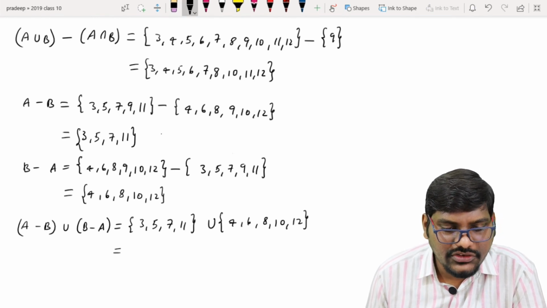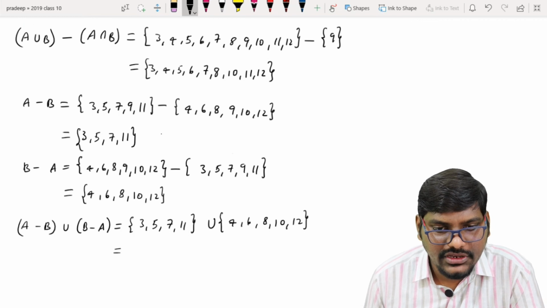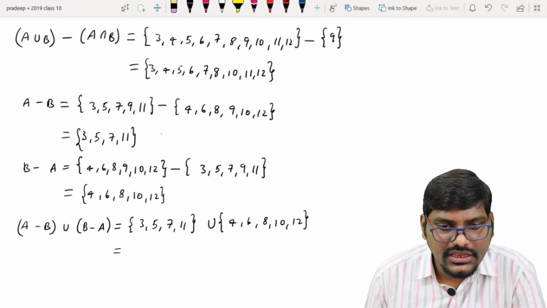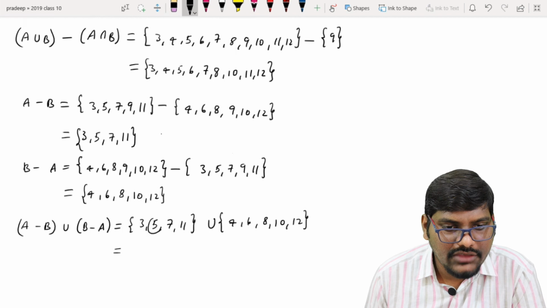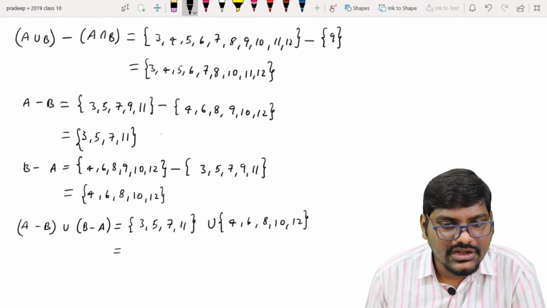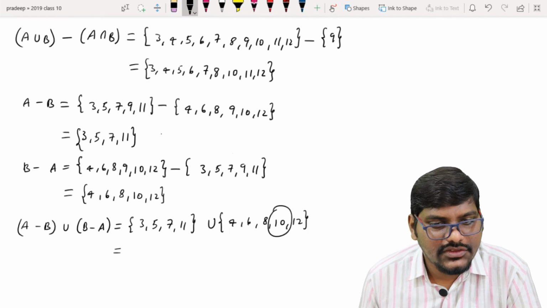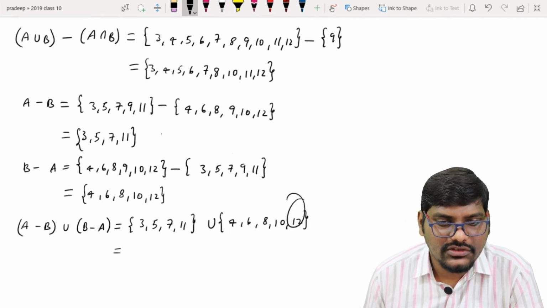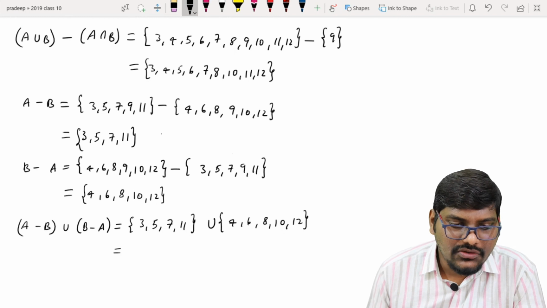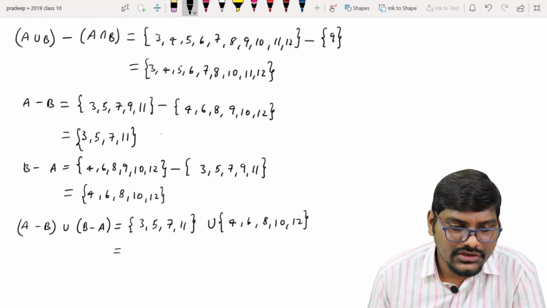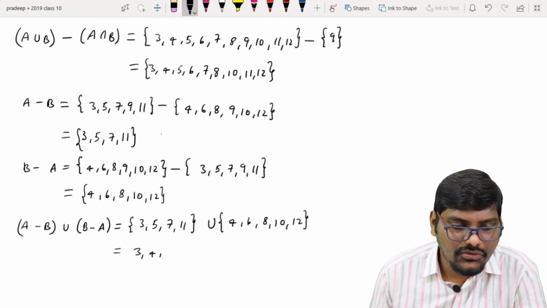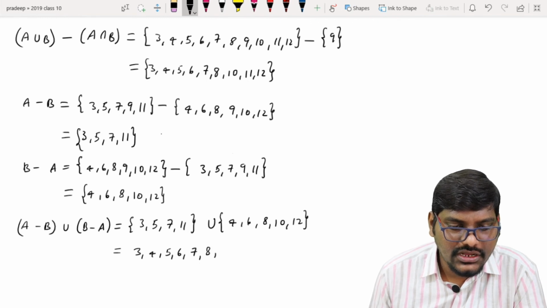So for the union, we have to write all the common elements here. So I can write 3, 4 is there, then 5 is there, even 6 is there, 7 is there, 8 is there, but 9 is missing. Then 10 is there, 11 is also there, 12 is also there. So except 9, everything is there. So we'll write that. So what do we get here? 3, 4, 5, 6, 7, 8, 9 is not there. So 10, 11, 12 is the set.